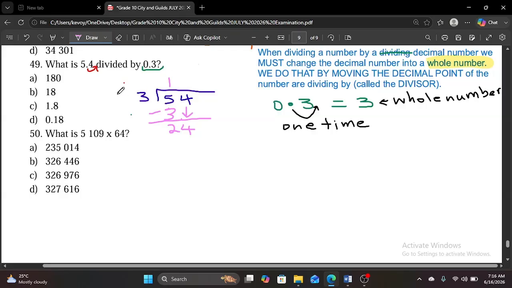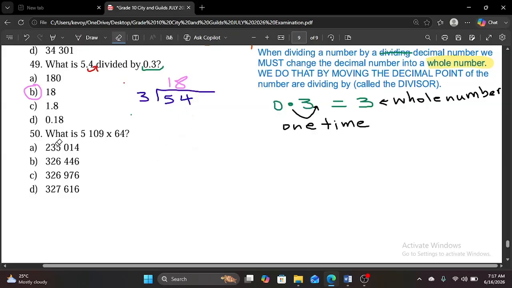So that means 3 goes into 24 8 times, because 8 times 3 is equal to 24. And after multiplying, you always subtract. And we stop when we get 0 after subtracting. So your answer is going to be 18.